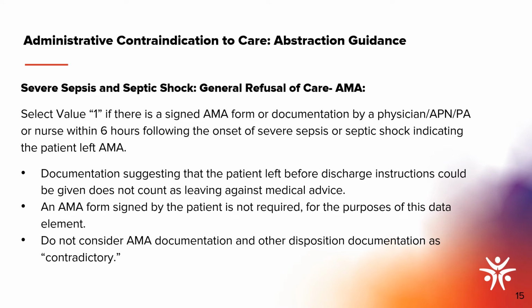Let's talk about the guidance related to the patient leaving against medical advice. This is considered refusal of care. Explicit left against medical advice documentation is not required. An example would be that the patient is refusing to stay for continued care. You would select value 1 in that scenario. You would also select value 1, yes, for administrative contraindication to care if any source states the patient left against medical advice, regardless of whether the AMA documentation was written last.